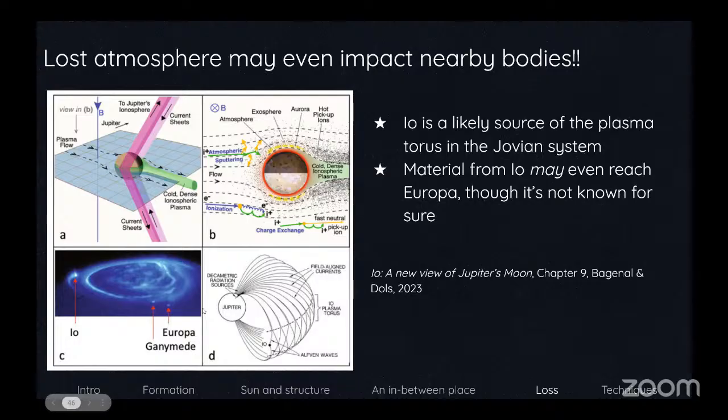But if it's putting material onto the surface of Europa, maybe that material is making it down to the interior where there's a subsurface ocean. Very interesting open area of inquiry, but since it's so hard to go to the Jovian system, we don't have a lot of data about that.